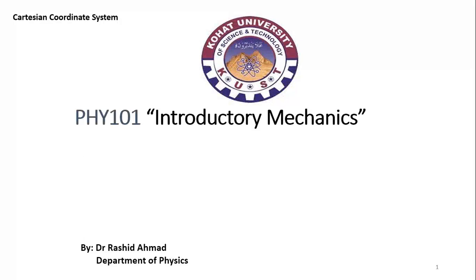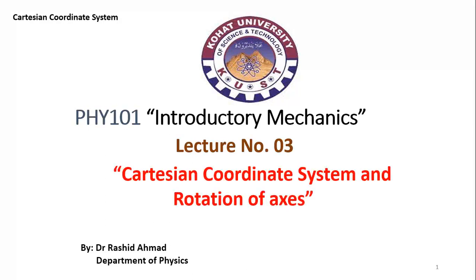In the lecture series on introductory mechanics, we are at lecture number 3, and today we are going to talk about Cartesian coordinate system and rotation of axis. As you know, for any measurement we need a reference, and we can constitute that reference from coordinate axes. We call this a rectangular coordinate system because the angle between all the axes is equal to 90 degrees. This is also called Cartesian coordinate system.